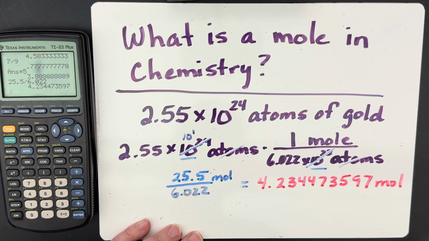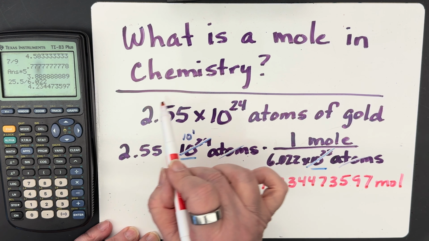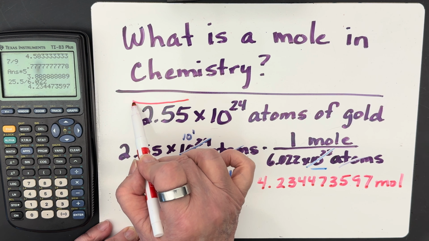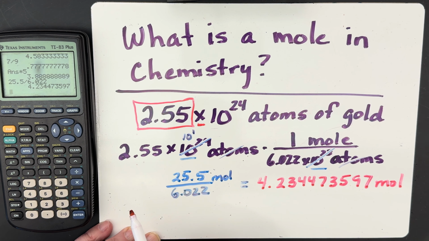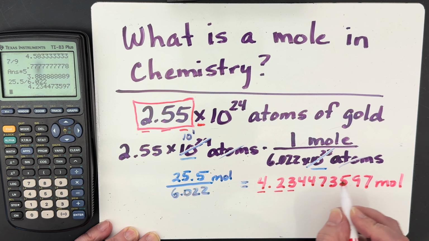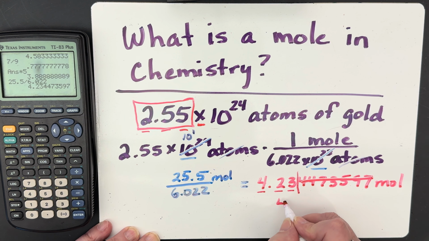How many of those numbers should we keep? So we go back and we look at our original number, and the number of significant figures in a number that's in scientific notation is whatever's in front of the times sign. So 1, 2, 3 significant digits. So we start on the biggest end. We're going to keep 1, 2, 3. We're going to cut it off here. Since that's a 4, we don't have to do anything to our 3. If that was a 5, 6, 7, 8, or 9, we would round our 3 up to a 4. But we don't need to do that. So our answer is 4.23 moles.